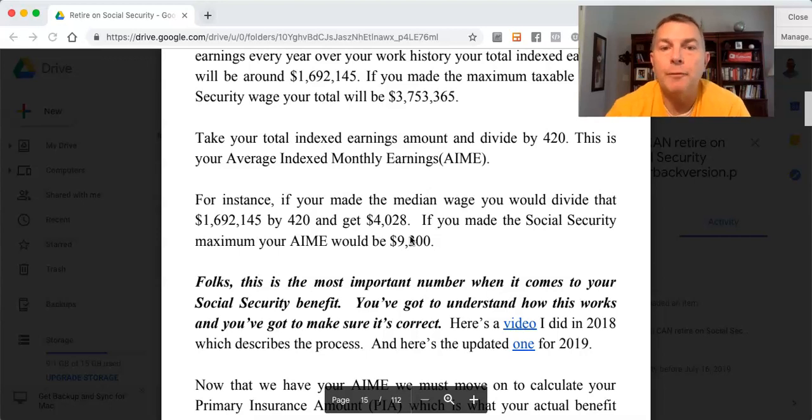So, for instance, if you made the median wage, you would divide that 1.692 million by 420 and get $4,028.